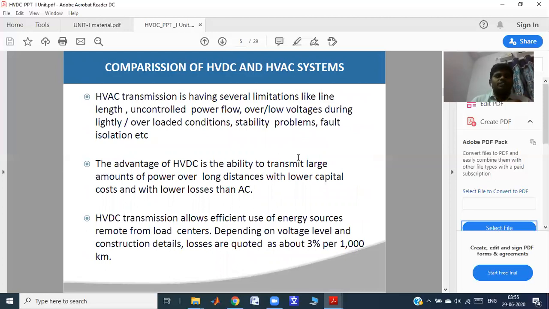Before going to HVDC transmission system, what are the advantages, what is the comparison between HVDC transmission system and HVAC transmission system?